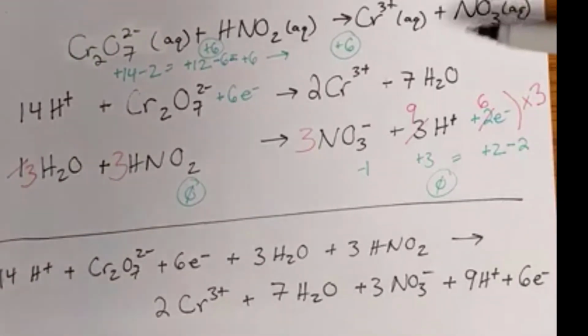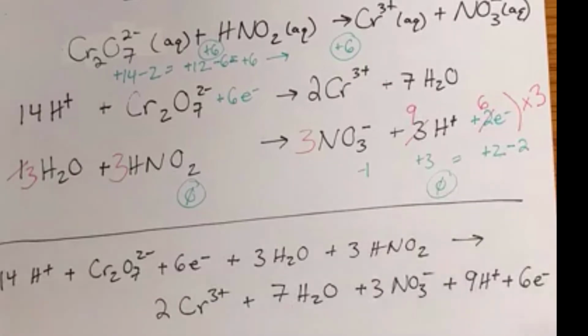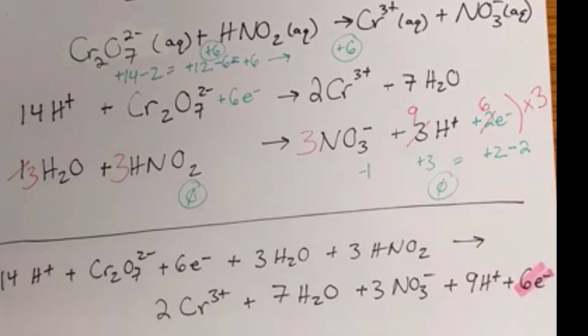Okay, all I did was I brought everything down, and if it was on the left side, I kept it on the left side of the arrow. If it was on the right side, I kept it on the right side of the arrow. So now I need to figure out what does each side of the reaction have in common, meaning there are 6 electrons on this side, 6 electrons on that side, so they're going to cancel out.